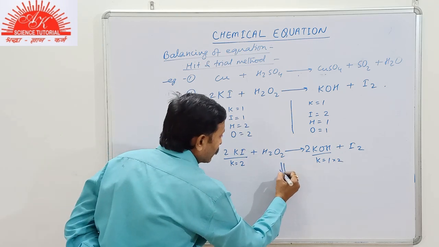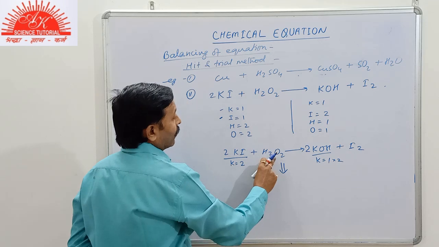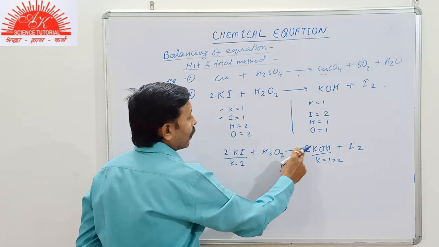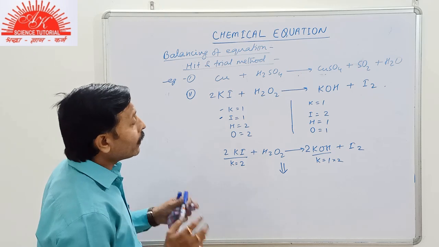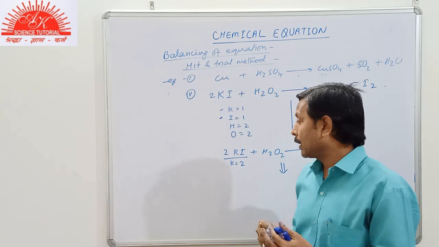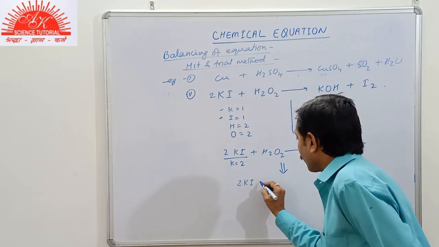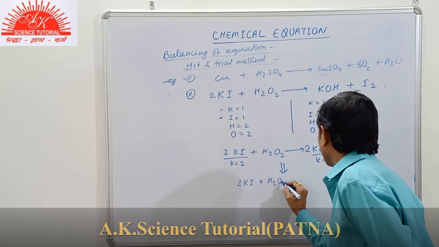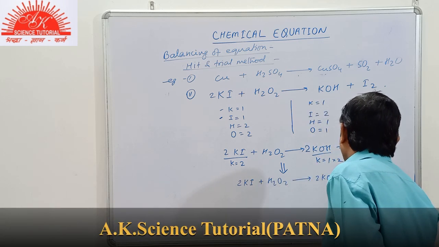Now again you see, this time oxygen is 2 on this side and oxygen on the right side is also 2. So your equation is now completely balanced. So what should be written again? 2KI plus H2O2 gives 2KOH plus I2.